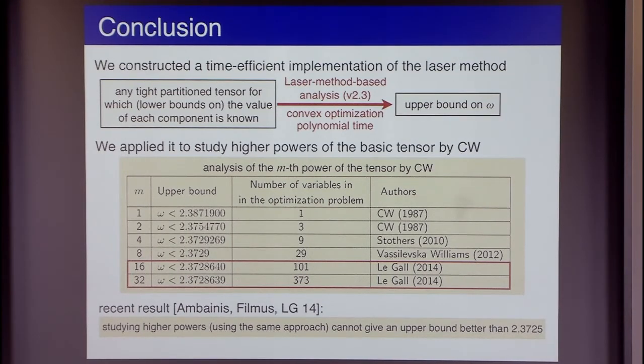And a recent result, we have shown that actually if you use the same approach and study higher powers, then this cannot give an upper bound better than 2.3725. So it's almost game over for that basic tensor, and that precise approach. Okay. So thank you.